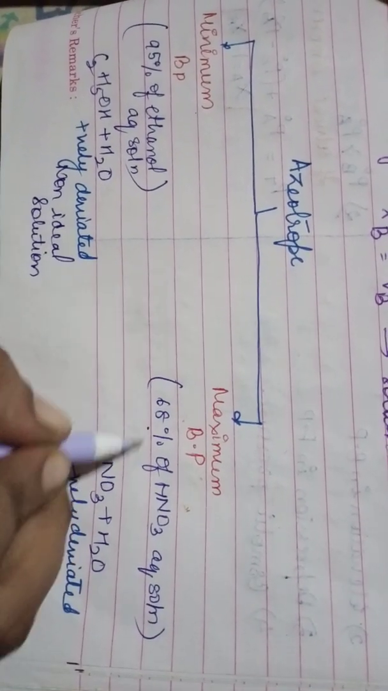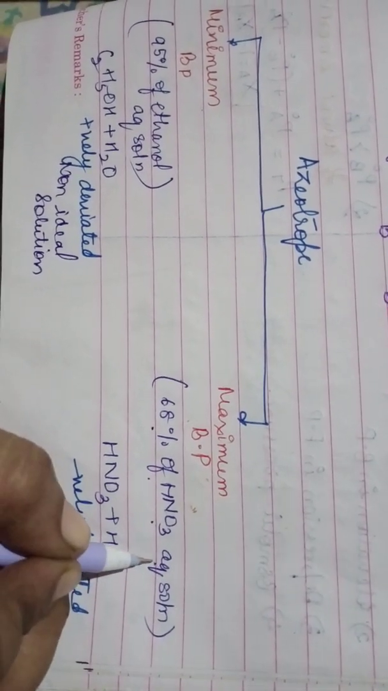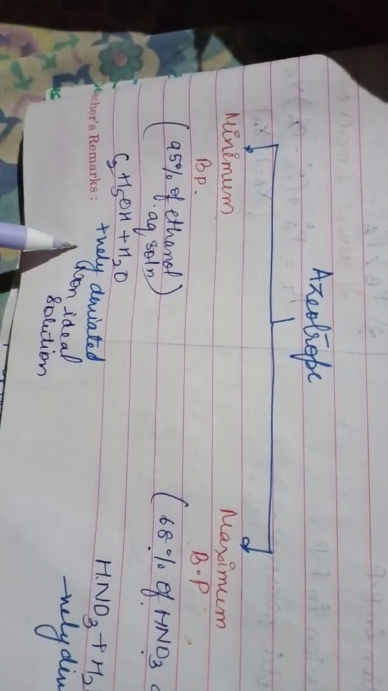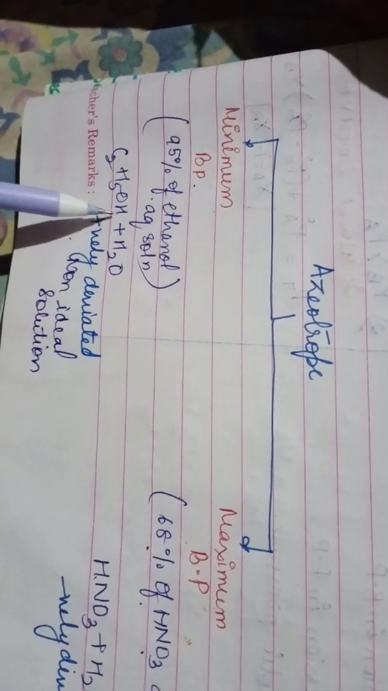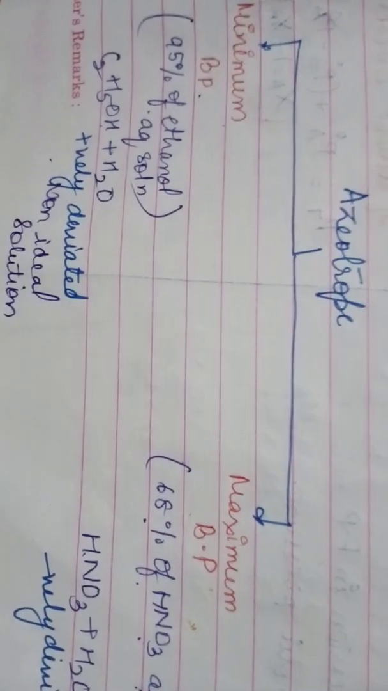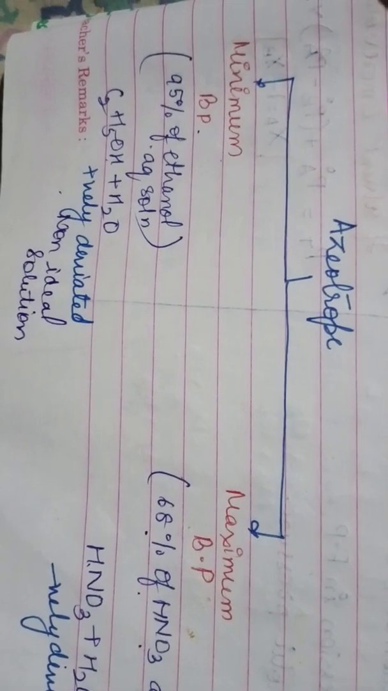For example, 68% nitric acid aqueous solution. Aqueous solution means we have nitric acid and water here. Similarly, minimum boiling point azeotropic mixture is formed by positively deviated solutions. The example I have taken is an aqueous solution of ethanol. Aqueous solution means ethanol is present in water. I hope that you are able to understand.